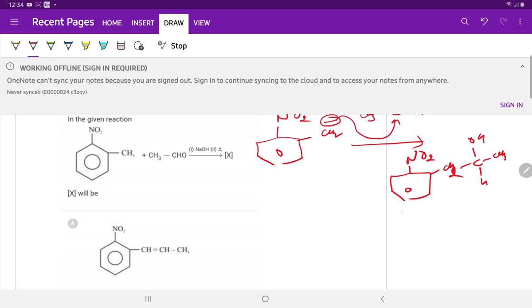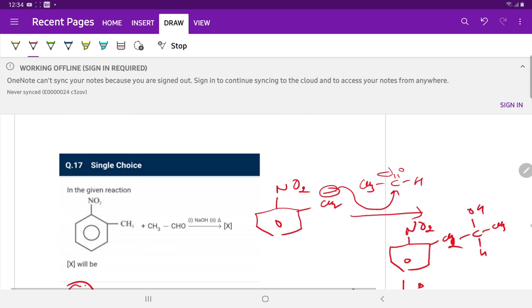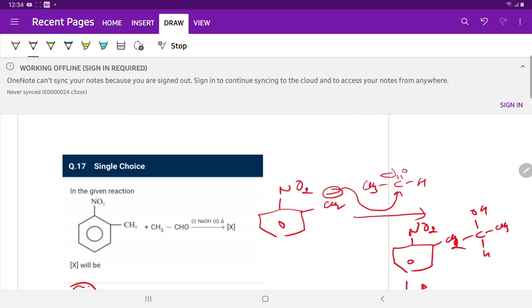On heating there is a dehydration, giving the NO2 compound with CH double bond CH3. Option A is correct for question number 17. Now we do question number 18.